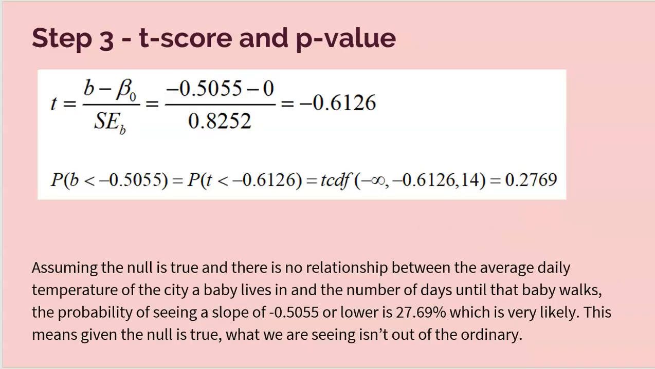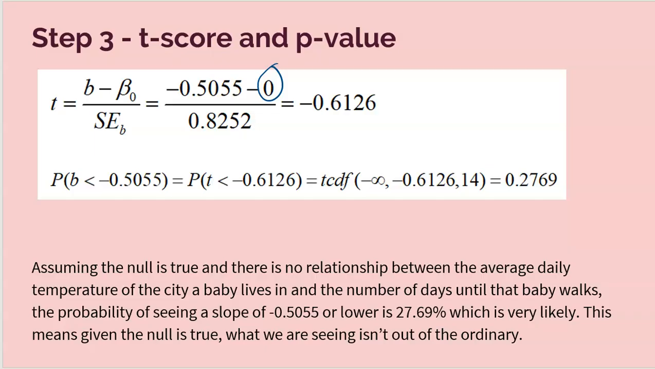So once again, I'm going to share the work for the t-score, but I will show you in a second how it is in that table. So we're going to take our slope that we found, negative 0.5055, and we're going to subtract 0. Why am I subtracting 0? Because that's the null hypothesis slope, the slope that's saying, hey, there's no relationship whatsoever. And we're going to divide by our standard error.